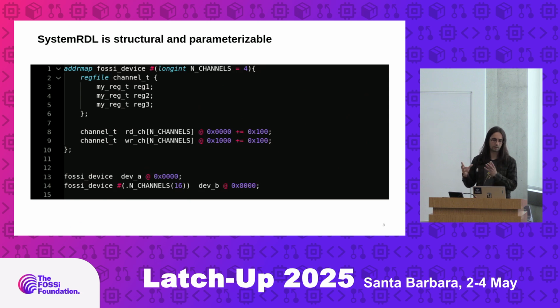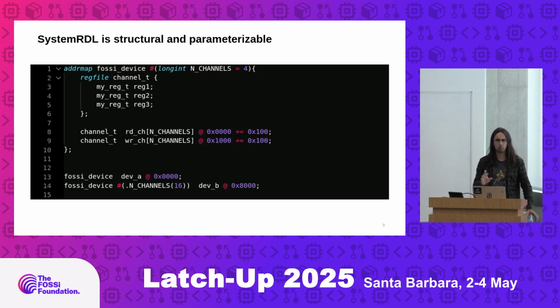So we have a device. Maybe we want to have it have 4 channels by default. Great. We have an array of write channel, read channel. And then down there on line 14, you can see I'm overriding it, saying, oh, you know what? I want to have a second device, device B, which is 16 channels, and that's at a different address offset. So you can start seeing how this becomes useful.